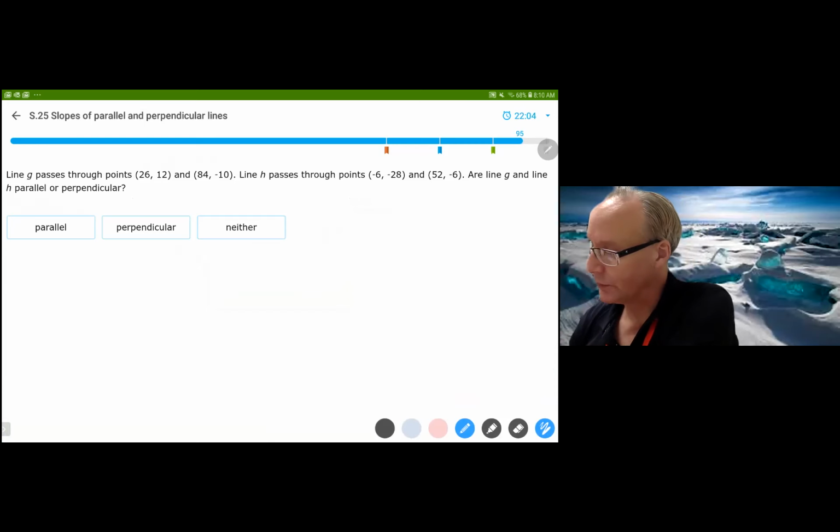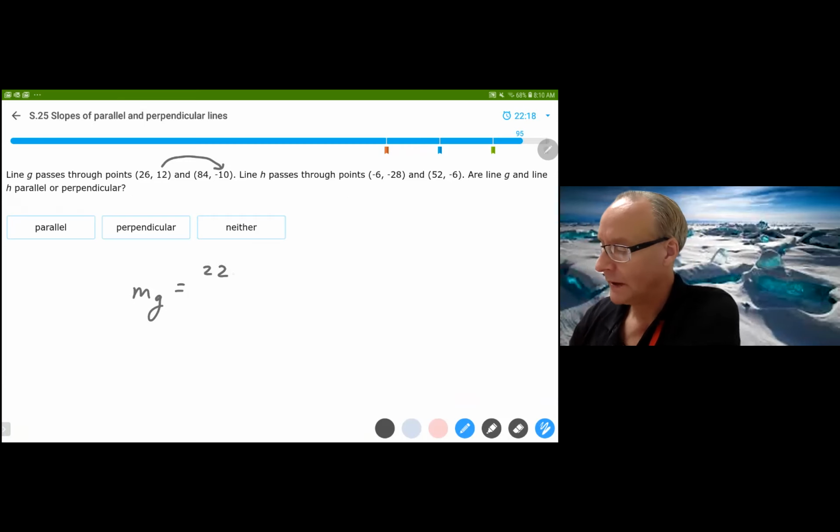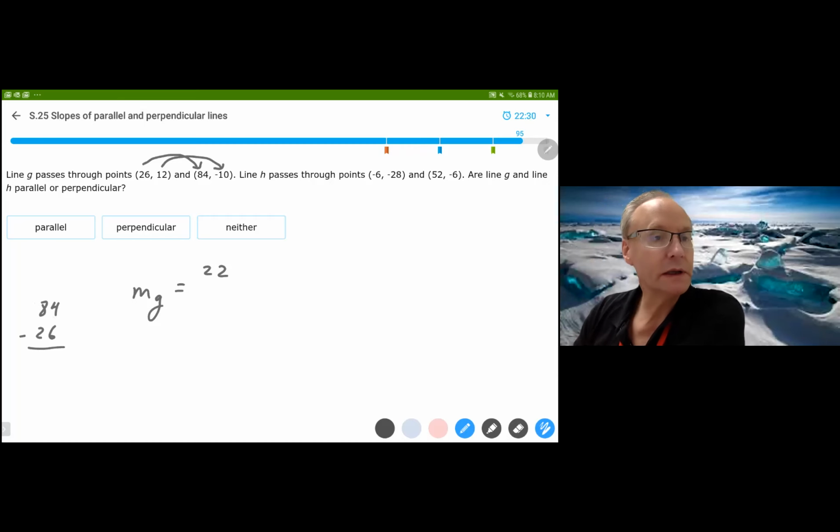Okay, so the slope of line G. I'm gonna go in this direction for a good reason. I guess it doesn't matter. I'm gonna go in that direction anyway. 12 minus negative 10 is 22. And 26 minus 84. Well, some of you are gonna need to do this on the side. Now, I'm going to get, looks like 38 maybe. But if you can't see that in your head, you need to do it on the side.